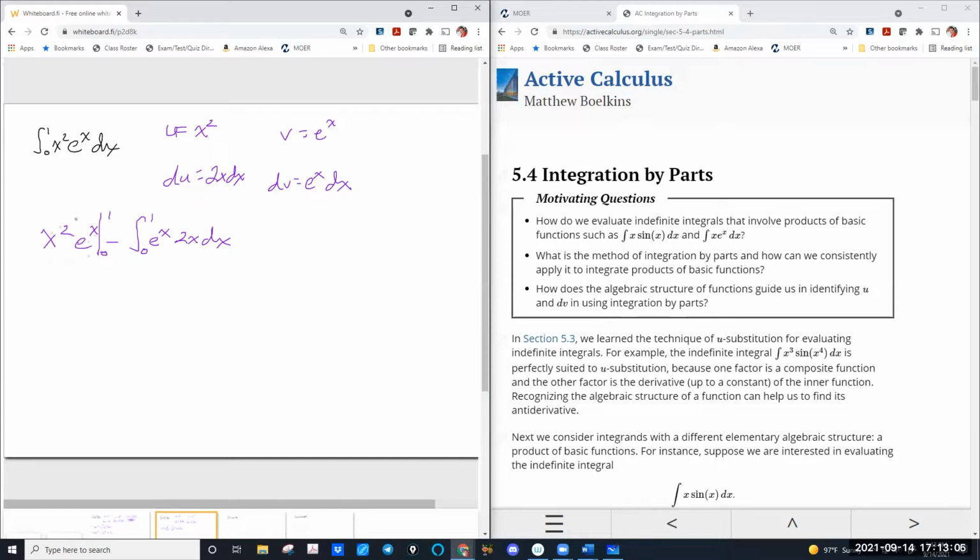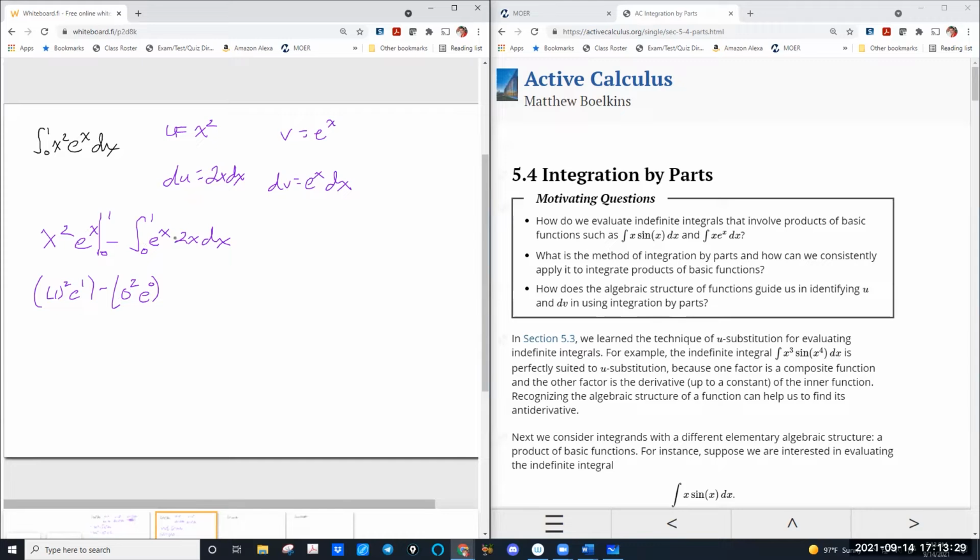Okay, at this point, I can incorporate my limits. So we would have 1 squared e to the 1 minus 0 squared e to the 0. This is done. Whatever number this comes out to be is going to be part of our final answer. This we still need to work on.